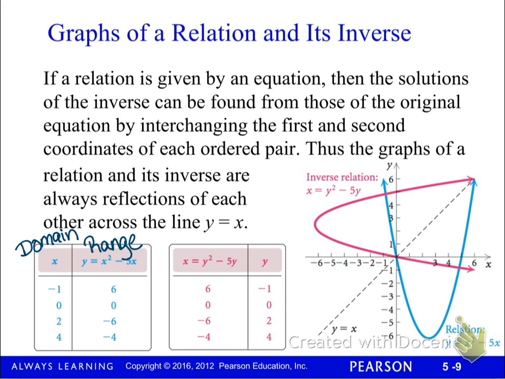Now when we look at the pink, which is the inverse of the original relation, I want you to notice the values that were in the domain of my original function are in the range of the inverse. Okay? And the values that were in the range of the original relation are in the domain of the inverse. So our x's and our y's are switching. And so here is a graphical representation of an inverse.